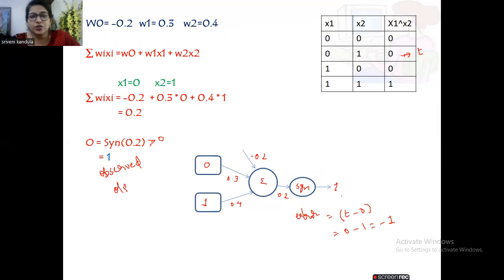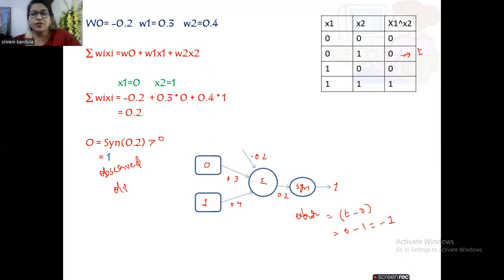So what should we do? We should calculate the error. Error is always the difference between target minus observed: 0 minus 1, which is minus 1. Since there is a mismatch between the target and the observed output, there is now a necessity to modify the weights.